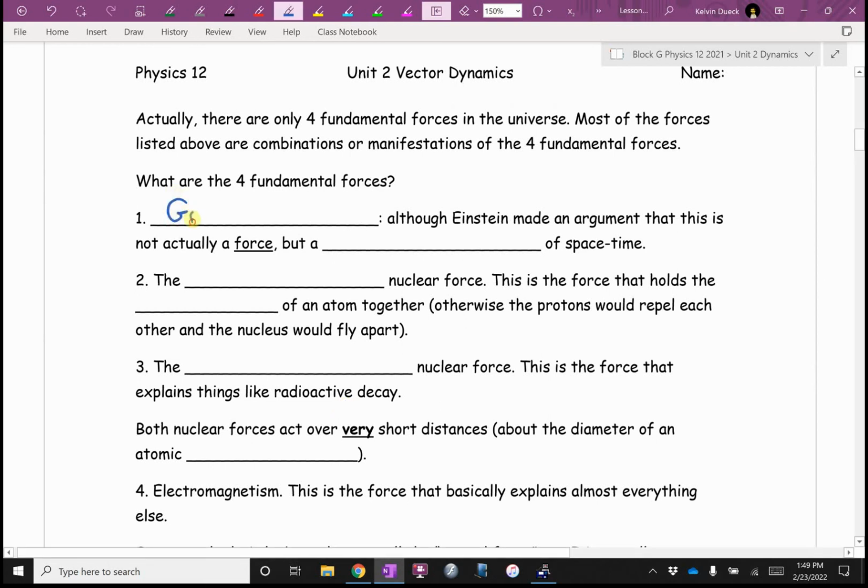Well, gravity is. So Fg is legit. Although Einstein made an argument that gravity is not actually a force, but a curvature of space-time. So if you're a general relativist, you might argue, yeah, there's only 3 fundamental forces. The 4th one is a curvature of space-time. And why would you call a curvature a force? Point taken.